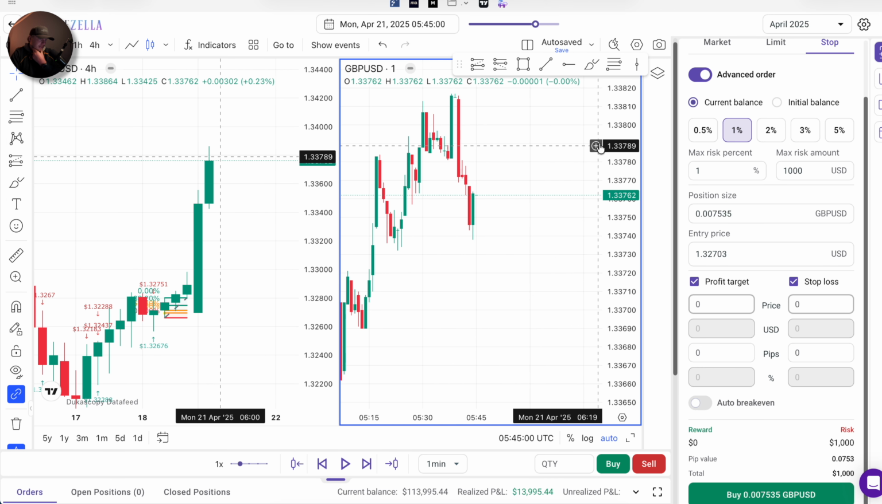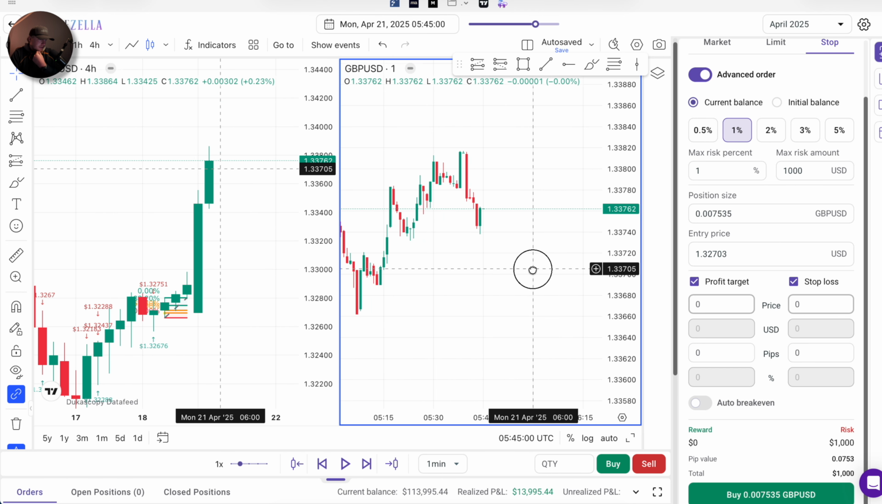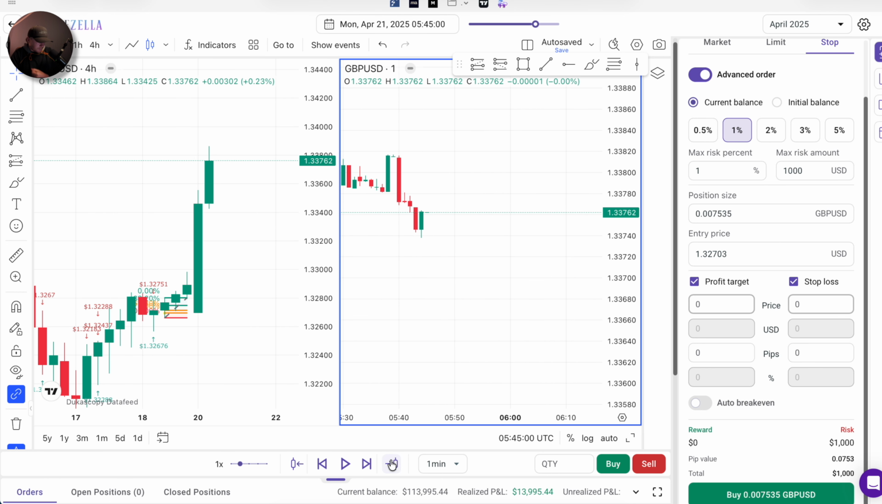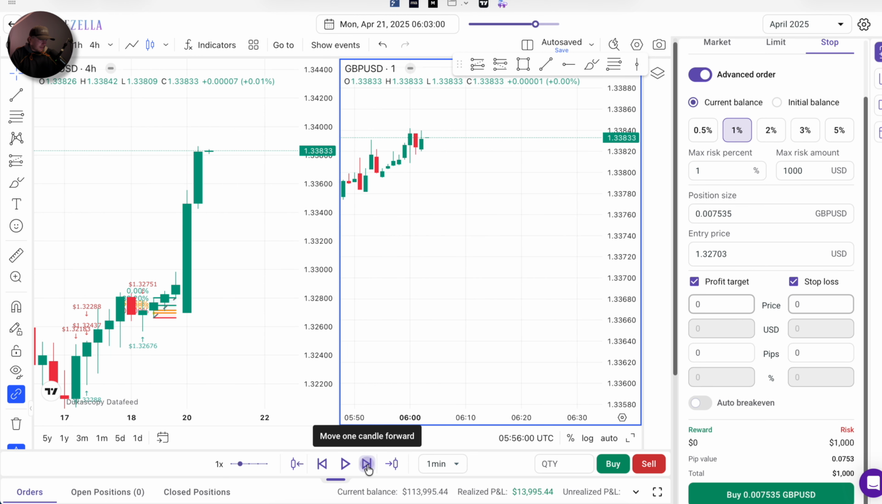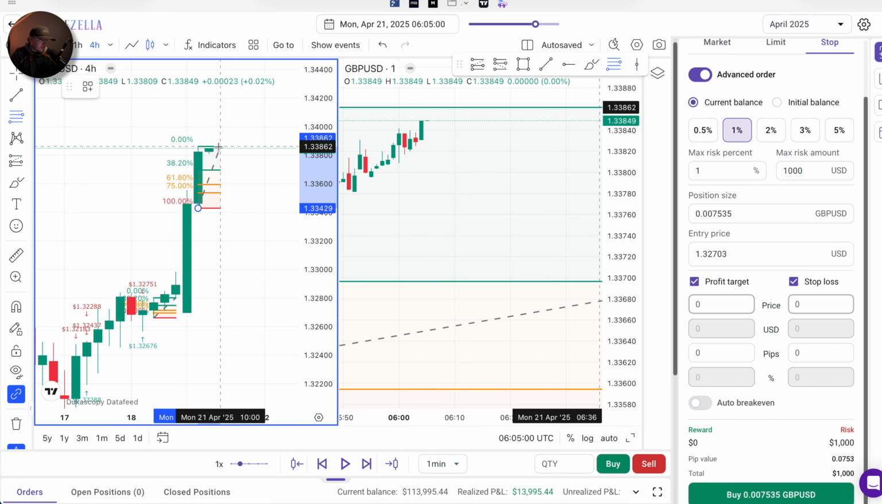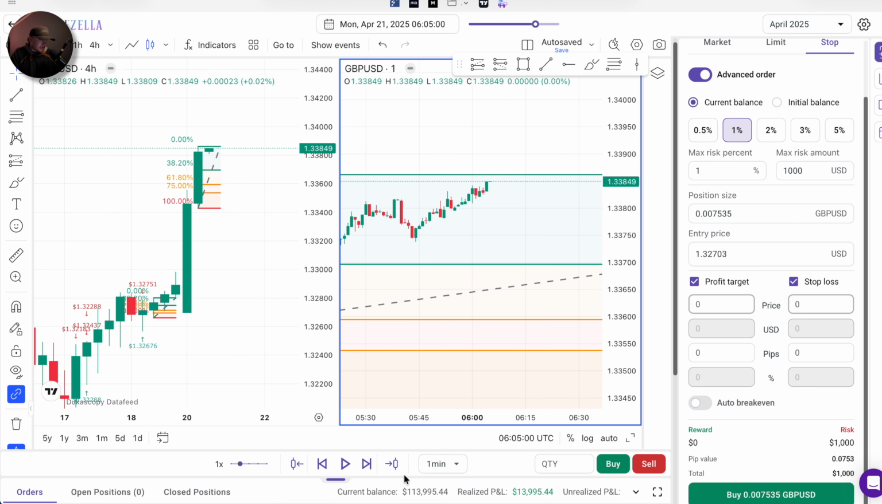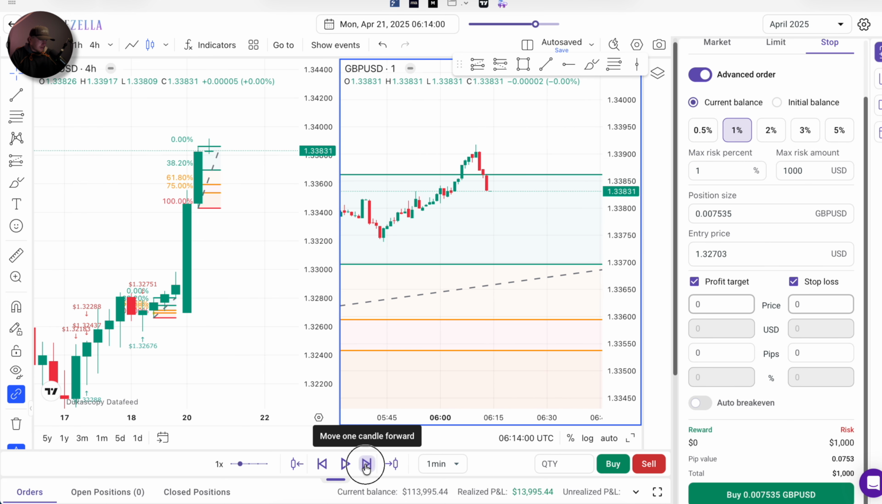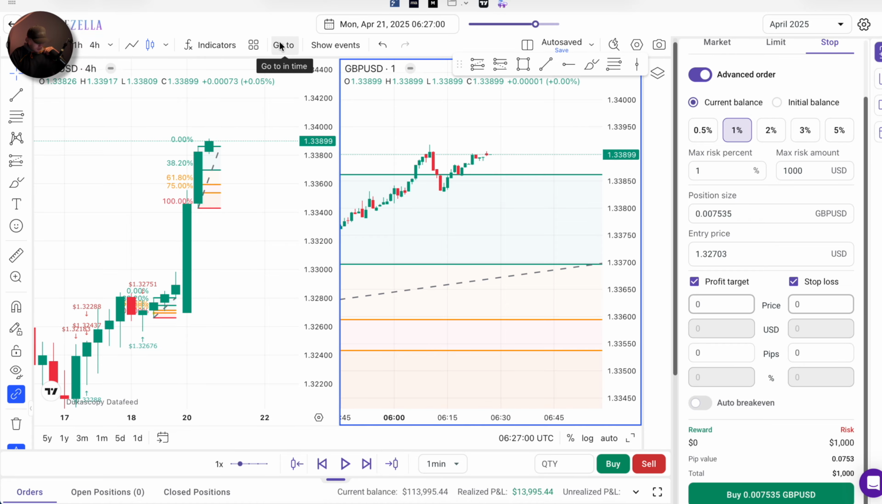There we go. See, it looks like we've got out of that whole wickage thing. Anyway, let's keep going. Let's see what happens. We close bullish. If we can get lower lows, lower highs, we'll be looking to take a trade. We do push out. No longer interested.